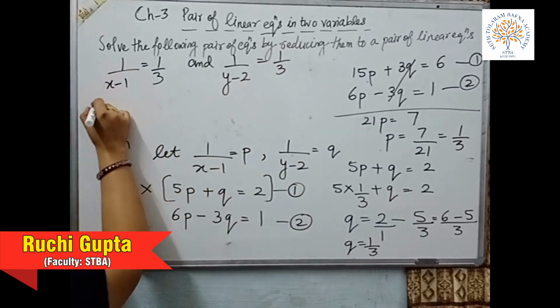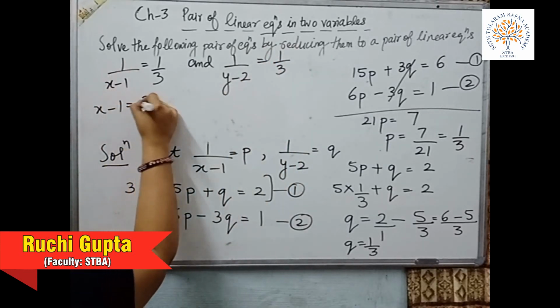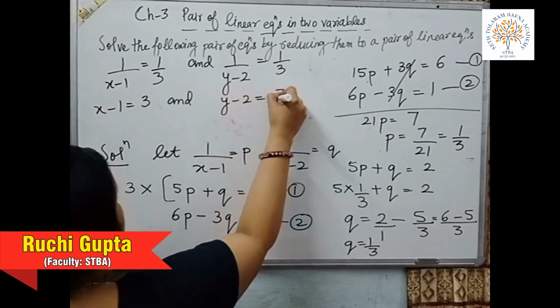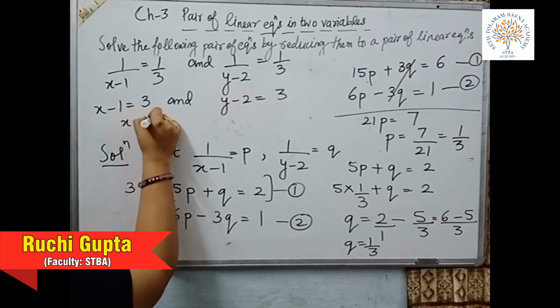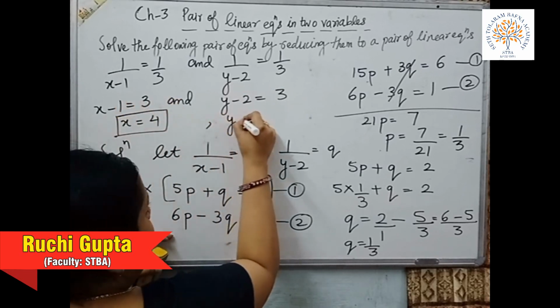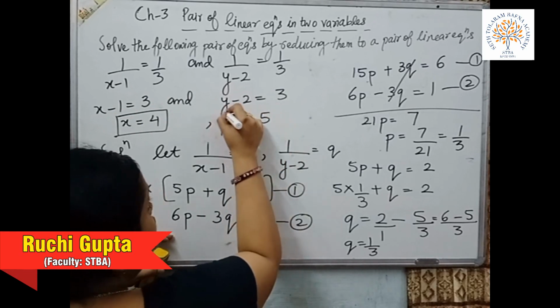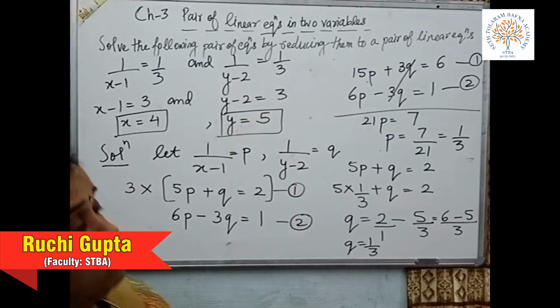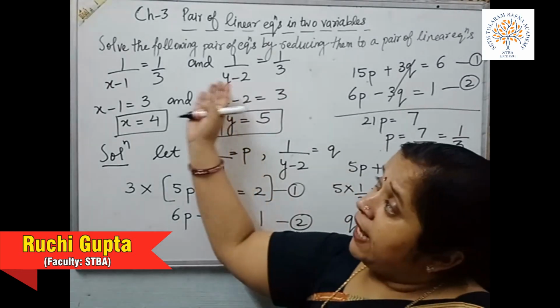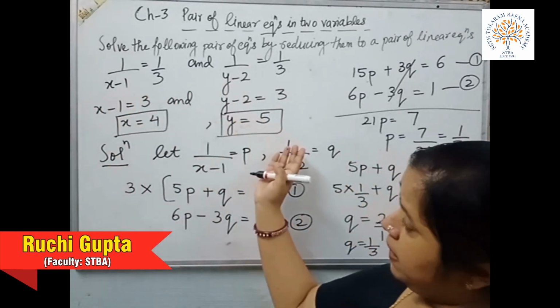When we cross multiply them, X minus 1 is 3 and Y minus 2 is also 3. So what is X, students? It is 3 plus 1, it is 4. And the value of Y is 3 plus 2, 5. So, can you see that it is an equation in which the X and Y are in the denominator.